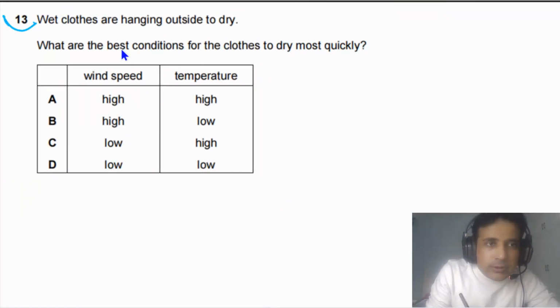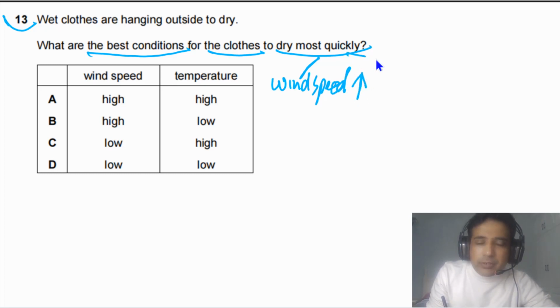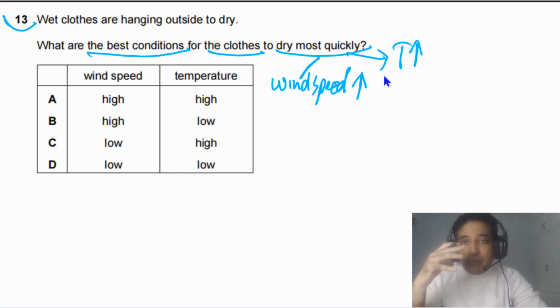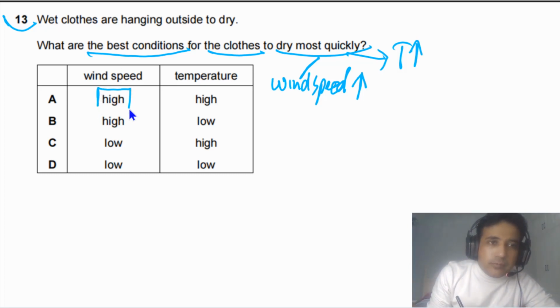For question number 13, we need to find out what are the best conditions for the clothes to dry most quickly. Most quickly means the evaporation rate has to be faster. And rate of evaporation is faster if the wind speed is higher. If the wind speed is higher, evaporation rate is faster. And also if temperature is greater, rate of evaporation is faster. So in this case, dresses, they will dry very quickly. So simply for this one, you can say wind speed has to be high and temperature also has to be high. So the answer for this question is A.